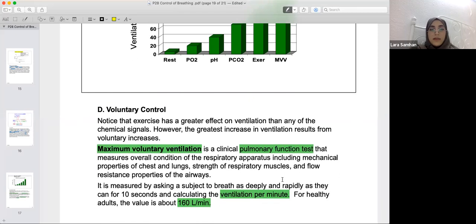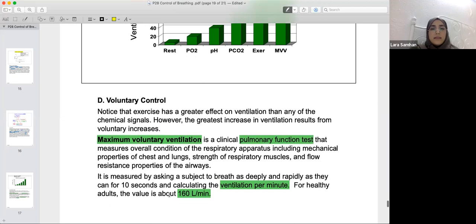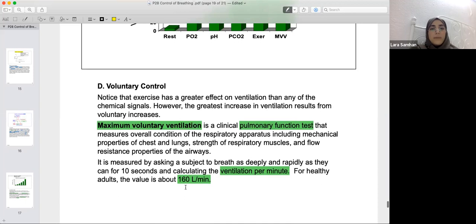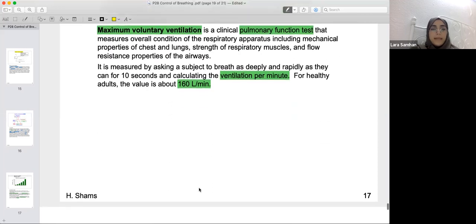Yes, so this is the idea behind this slide, and here it just says that for any healthy adult, the ventilation value is considered to be 160 liters per minute.